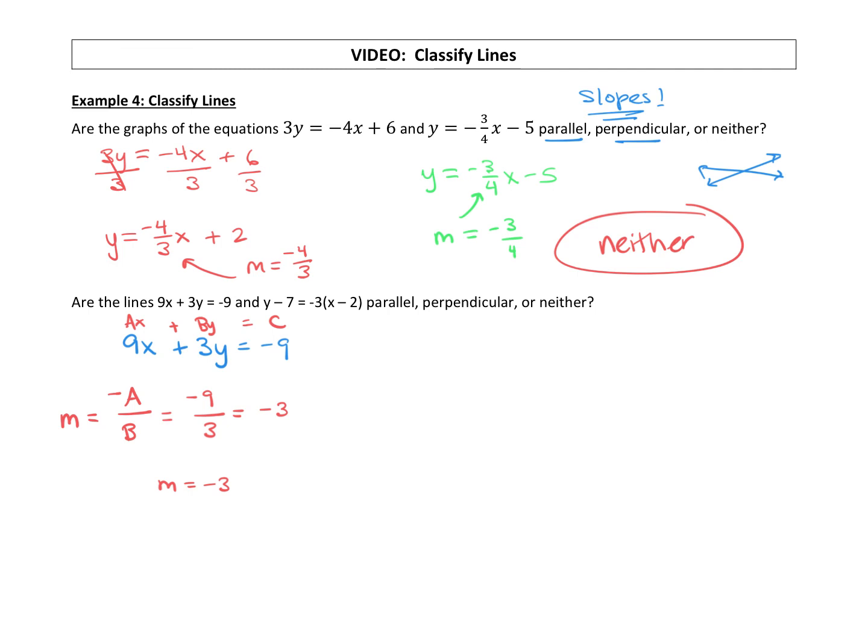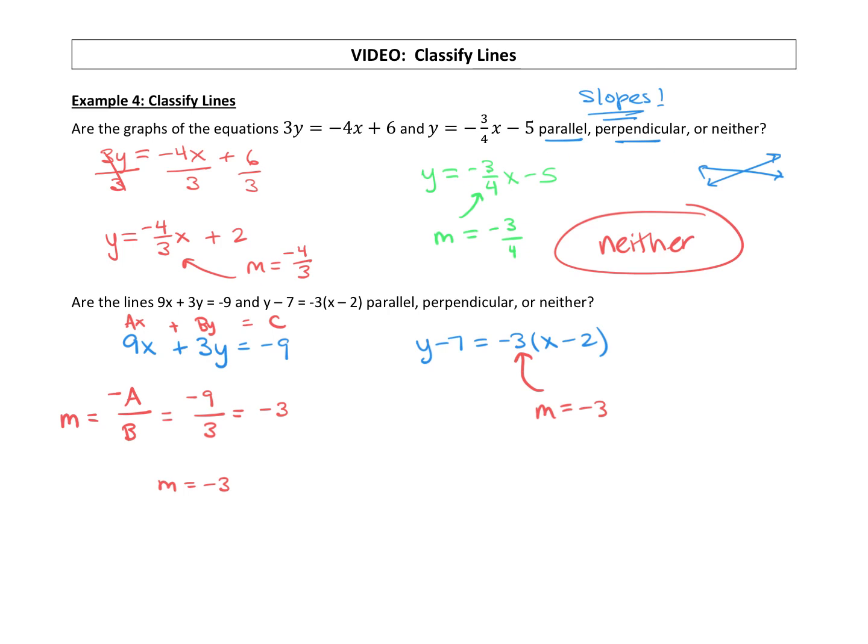All right, our second equation is y minus 7 equals negative 3 times x minus 2. Do we recognize the form that this equation is in? Here's your y minus y1 equals m parentheses x minus x1. This is point slope form. Well, that's great. Point slope form has the slope right in it. The slope is always going to be after the equal sign in front of your parentheses with the x. So this slope is negative 3.